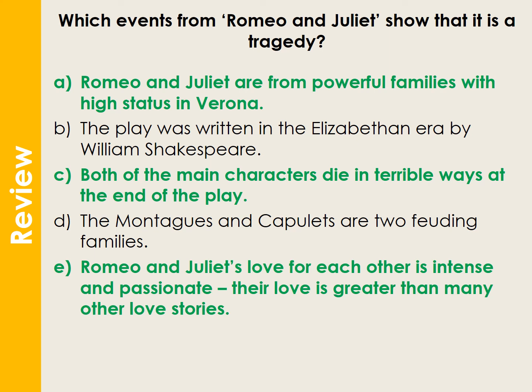Okay, hopefully you identified that statements A, C and E were events in Romeo and Juliet which show that it's a tragedy. We know that Romeo and Juliet are from powerful families with high status, and that's what Bradley says in his essay, isn't it? We know that they both die in terrible ways at the end of the play, and for it to be a tragedy, the main characters have to die. And we know that their love for each other is intense and passionate, and that pushes the drama on.